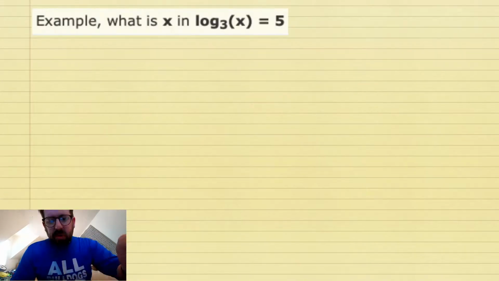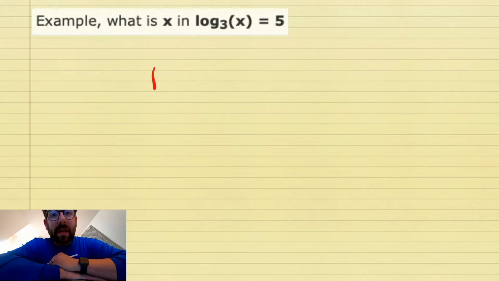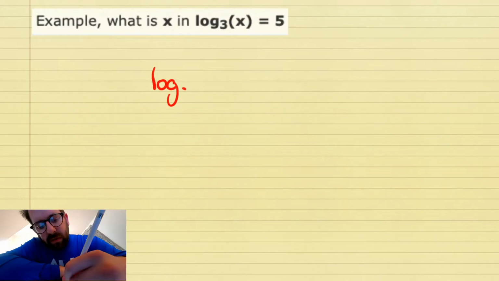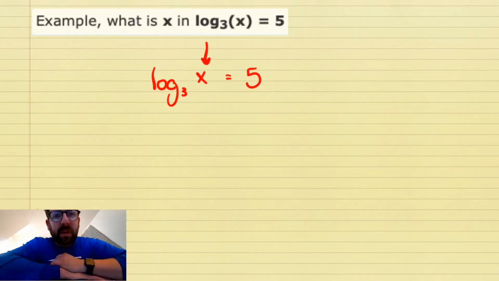Okay, so what you're looking at here is we are trying to find x for a logarithm. Now, I want to explain what this problem is. This is the very, very basic problem. Let me write this down. This is log base 3 of x equals 5. We are looking for this x. That is the x we're looking for.